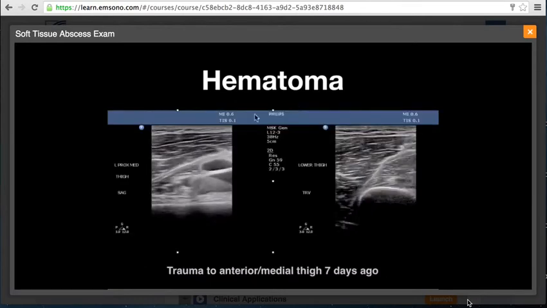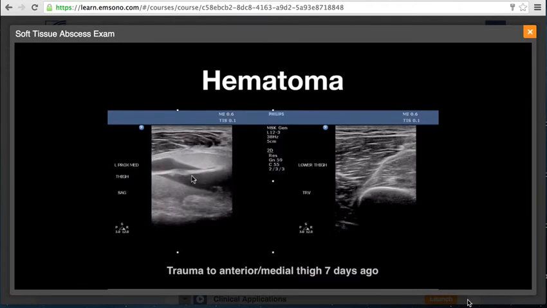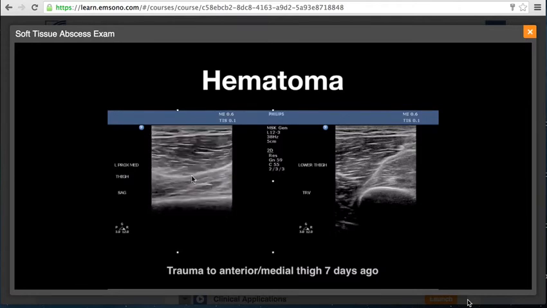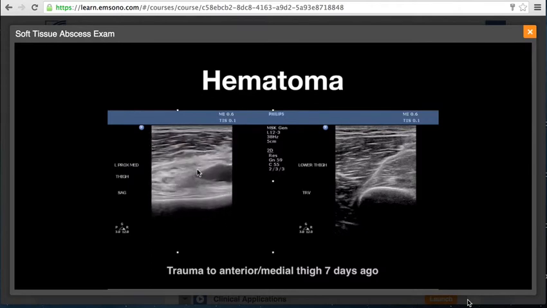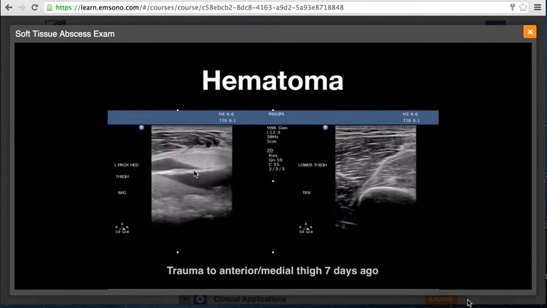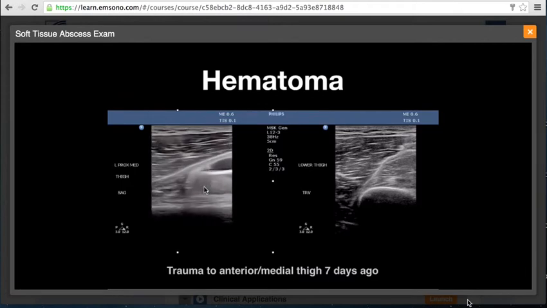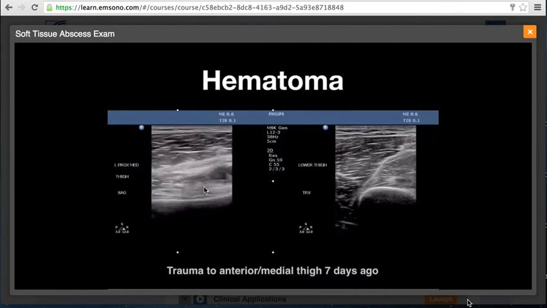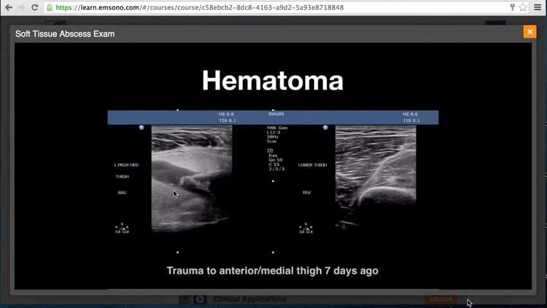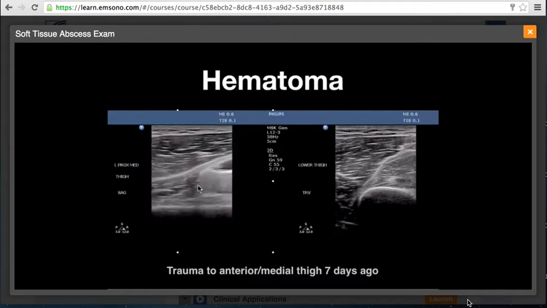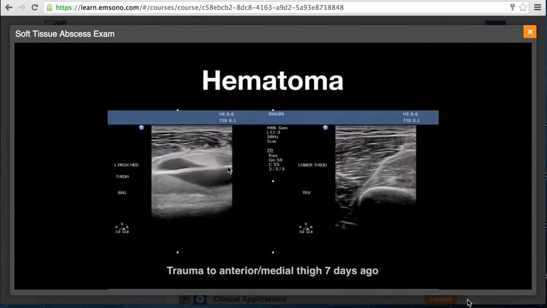Here is a patient with a large hematoma to his anterior and medial thigh that occurred 7 days ago. It was a crush injury, and so there were several small puncture wounds. He came in 7 days later for the ED visit, febrile to 101, and had a white count at that time. Looking at the findings here, as we've just said on the previous slides, this could be due to a hematoma. You can see the layering of the echogenic portion and the anechoic portion here. These could be red blood cells. It could also be a sign of infection.